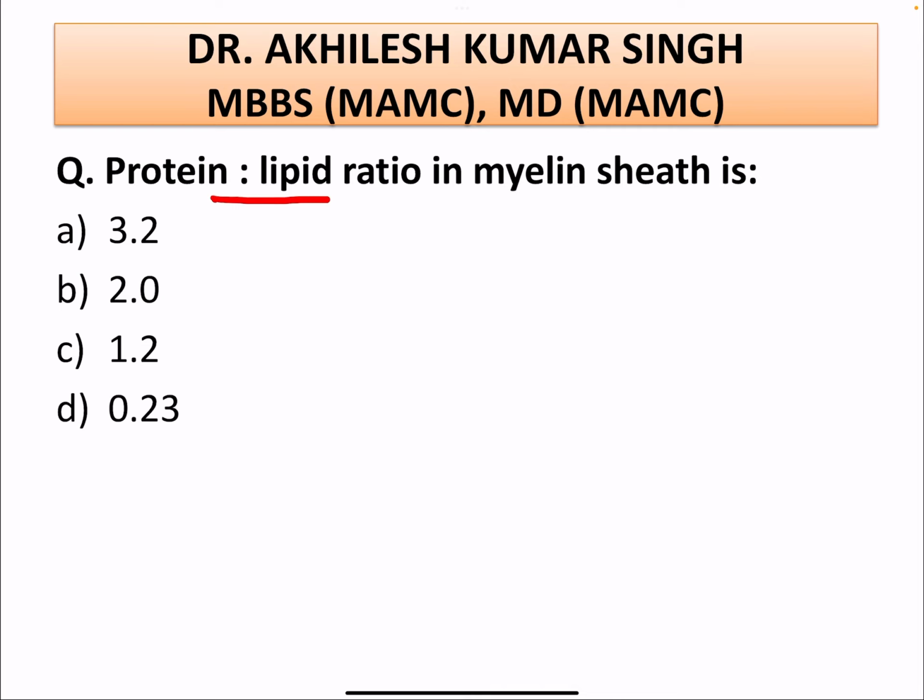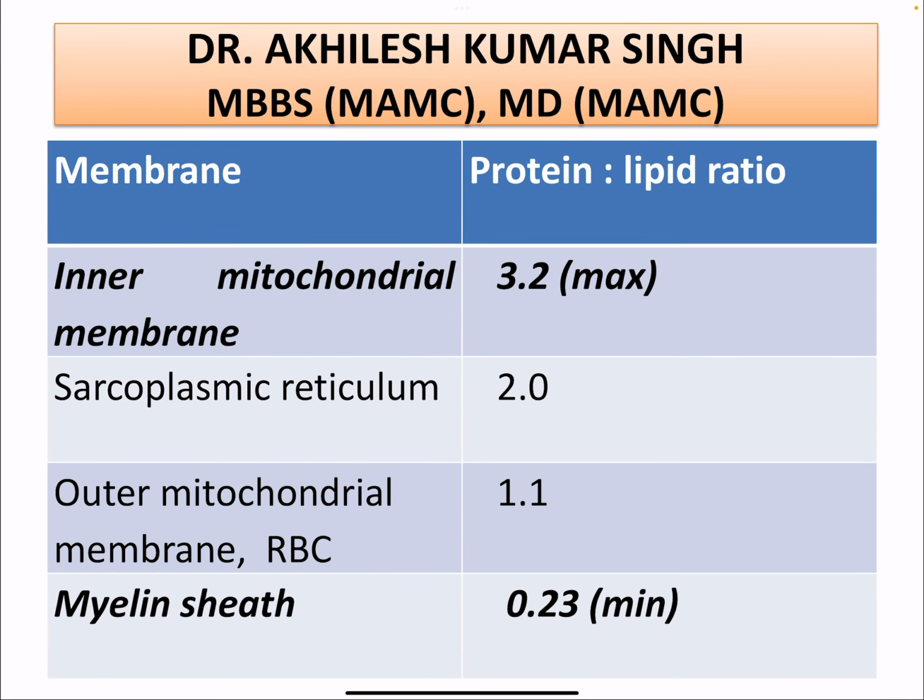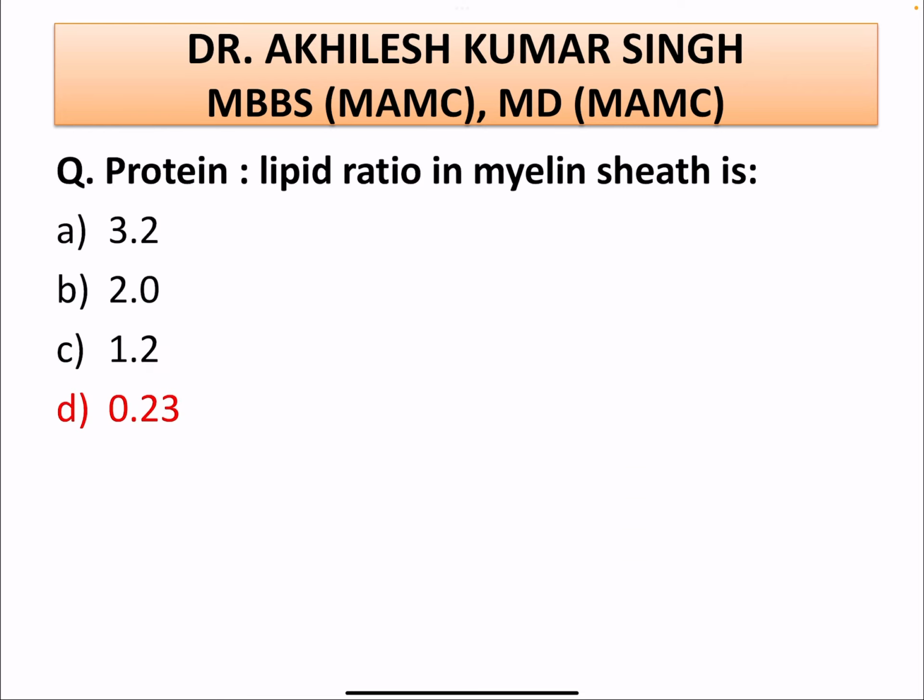The protein to lipid ratio in the myelin sheath is. So I just told you that in the myelin sheath, the protein to lipid ratio is how much? 0.23, and this is the minimum ratio where the protein content is very less. So in the myelin sheath, this ratio will be 0.23:1. So the answer will be D here.